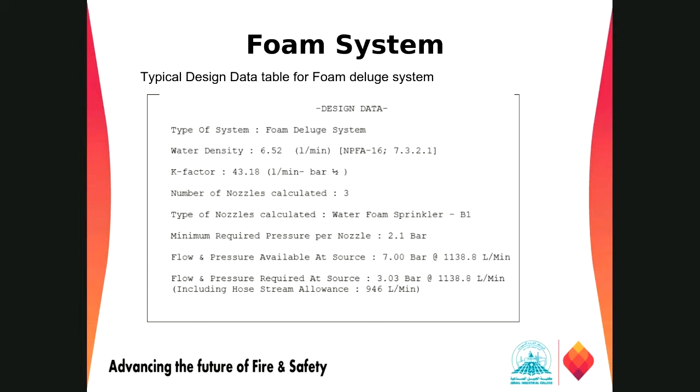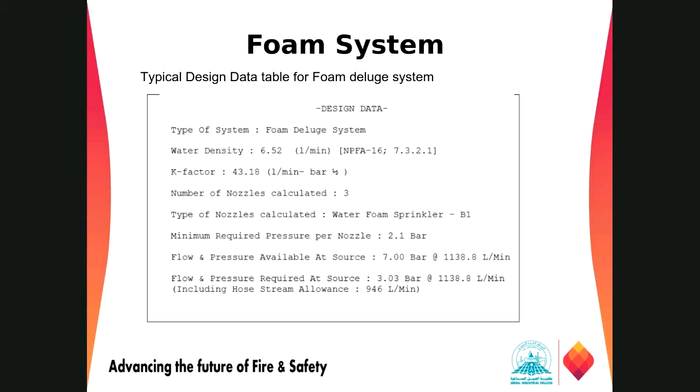If you can see, this is a design for a foam deluge system. The water density as per NFPA 16 is 6.52 liters per minute, as per NFPA 16 7.3.2.1. The K factor they have chosen is 43.18, right. The number of nozzles they have calculated is 3.